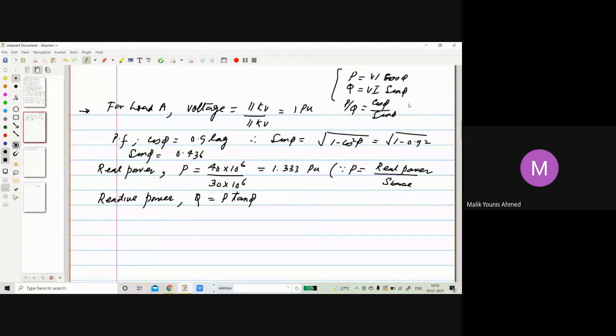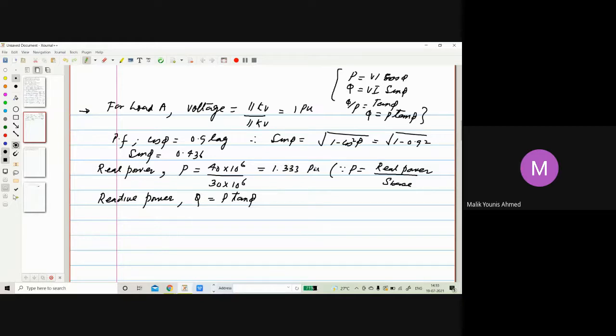P is equal to VI cos phi. Sorry, a bit of a mistake there. Real power is VI cos phi. Q is VI sin phi. So Q by P is tan phi. One and the same thing you can do either way. Q is equal to P tan phi. So just for your information, that is how we have got it. Q is equal to P tan phi. You divide the equations and then you can get this.